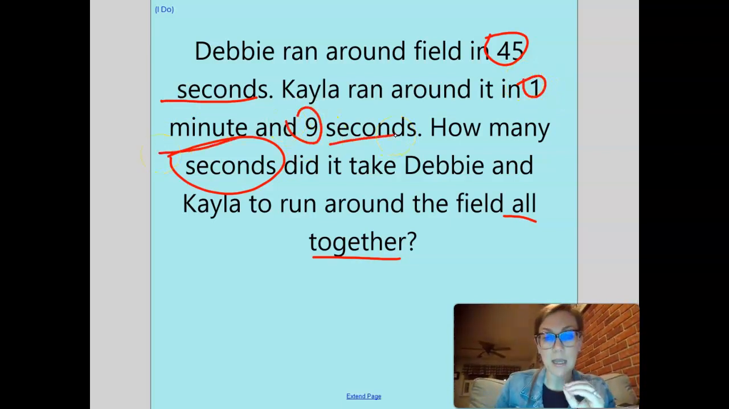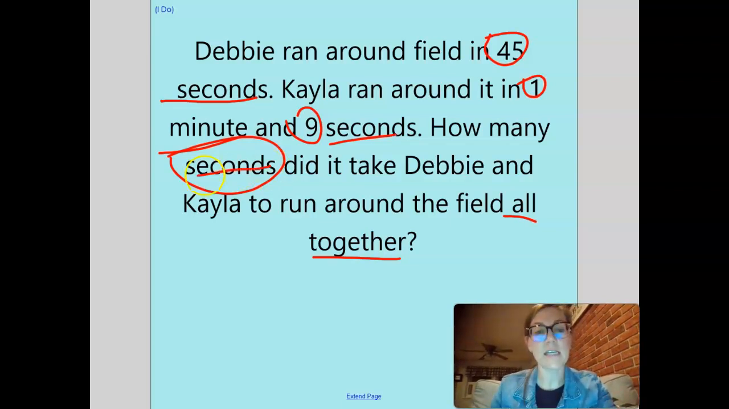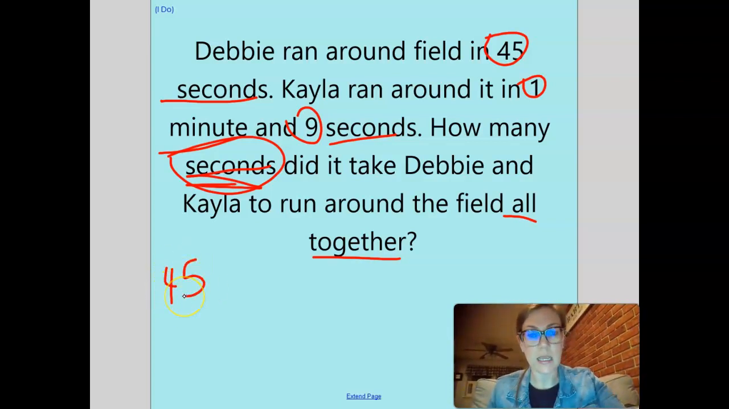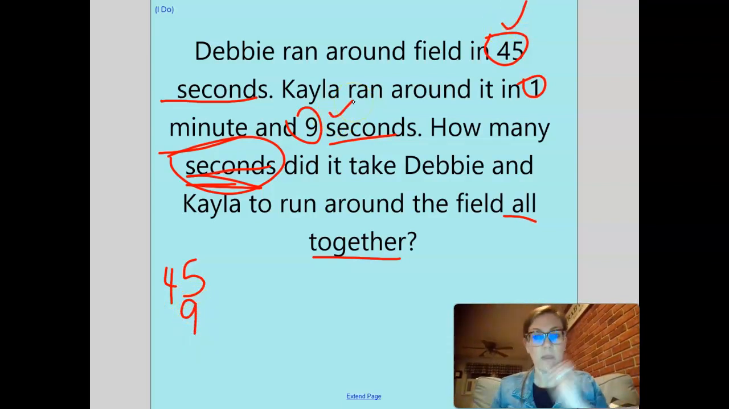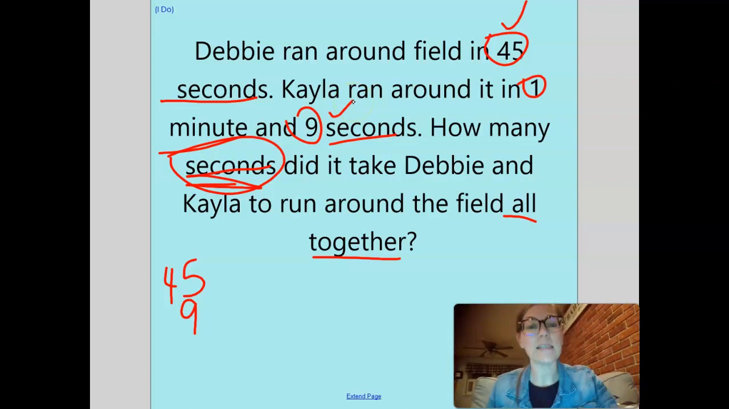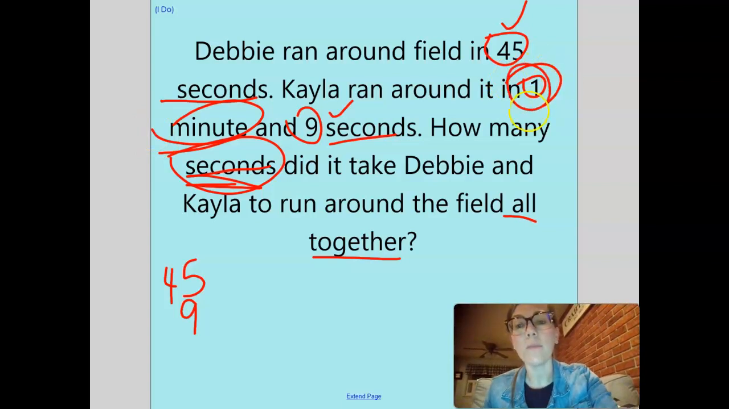The question's asking us for an answer to be in what form of time? They say seconds. That means all my numbers must be in seconds in order to add them together. What is already in seconds? I see 45 is already in seconds, and I see 9 is already in seconds. So I've used this piece of information, and I've used this piece of information. Does something have to be changed that's not in seconds? I see minutes, but it says 1 minute.